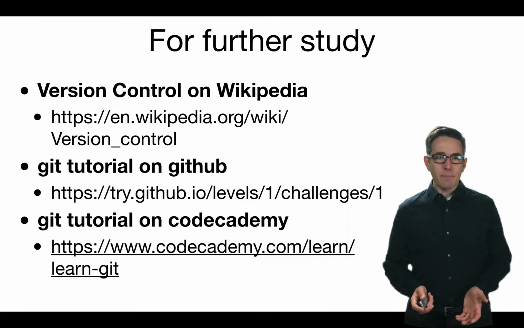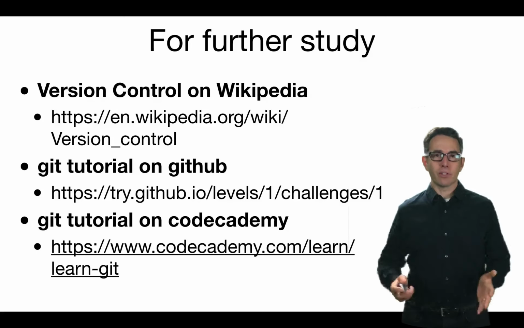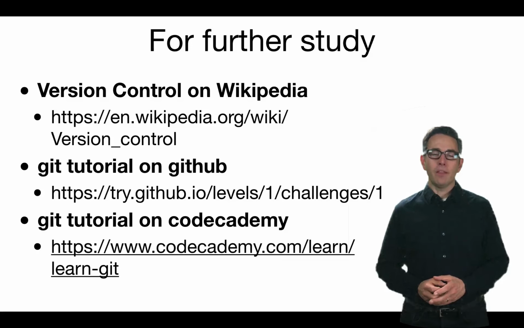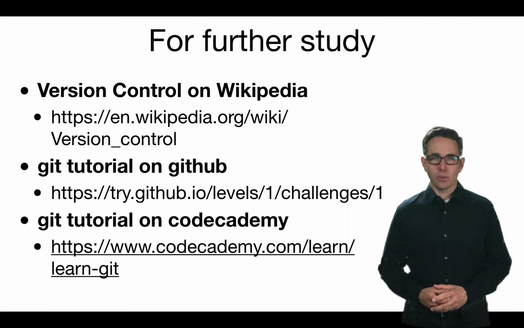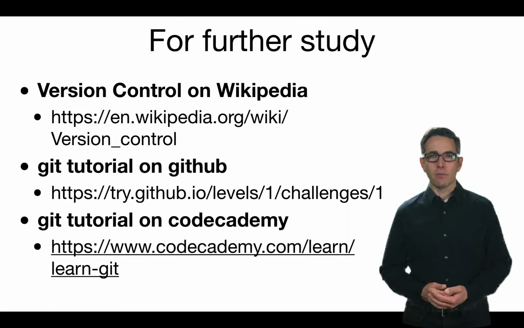If you want to spend some more time studying this in greater depth, I recommend looking at the Wikipedia page on version control for a high-level overview of what version control is about. If you want to learn more about Git, there are two tutorials that I highly recommend. One is on GitHub. GitHub has a tutorial for using Git, and then Code Academy also has a tutorial for using Git as well. And that'll show you some of the details and complexity associated with the more advanced features of Git as well.